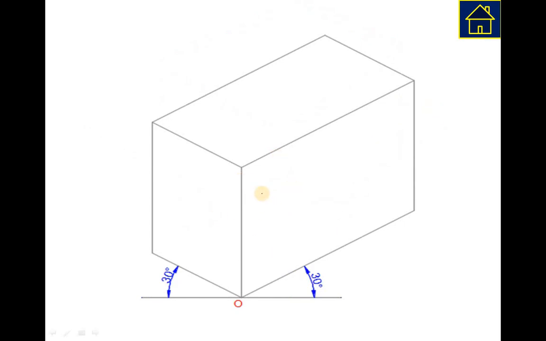So this is how the box is visible. This is the height, this is the width, and this one is the length. The height is 90 mm, the width is 62, and the length dimension is 120. So with this we will start drawing our object.